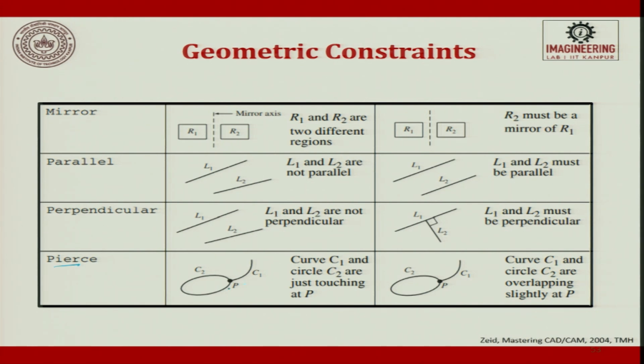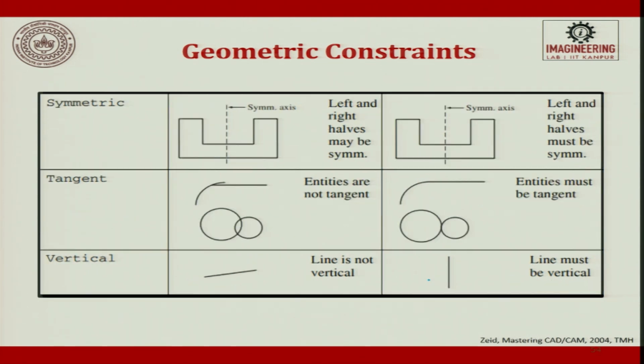Then it is pierce. Pierce means curve C1 and circle C2 are touching at a point P. So, curve C1 and circle C2 are overlapping slightly at the point P. This is a constraint. When you zoom in, they might not be touching each other, but here it will make sure it touches that curve.